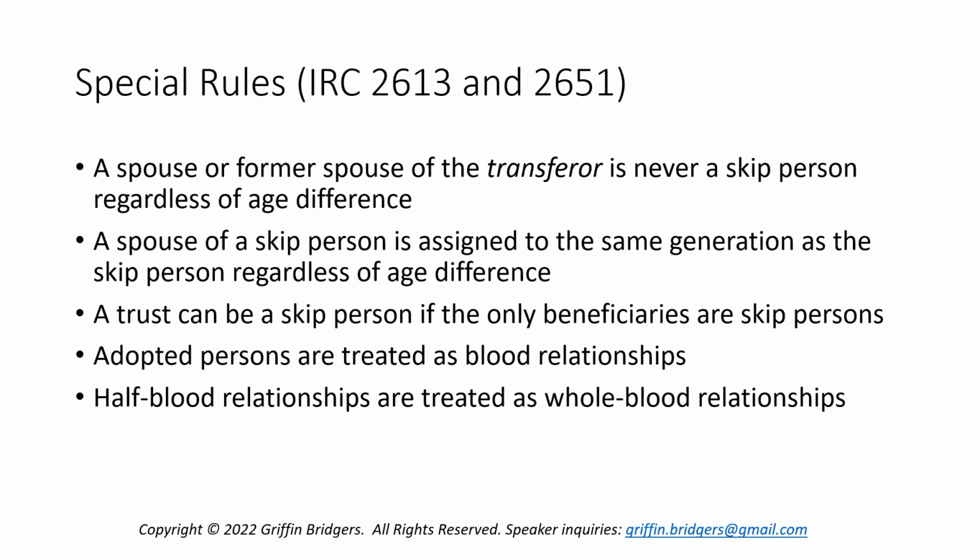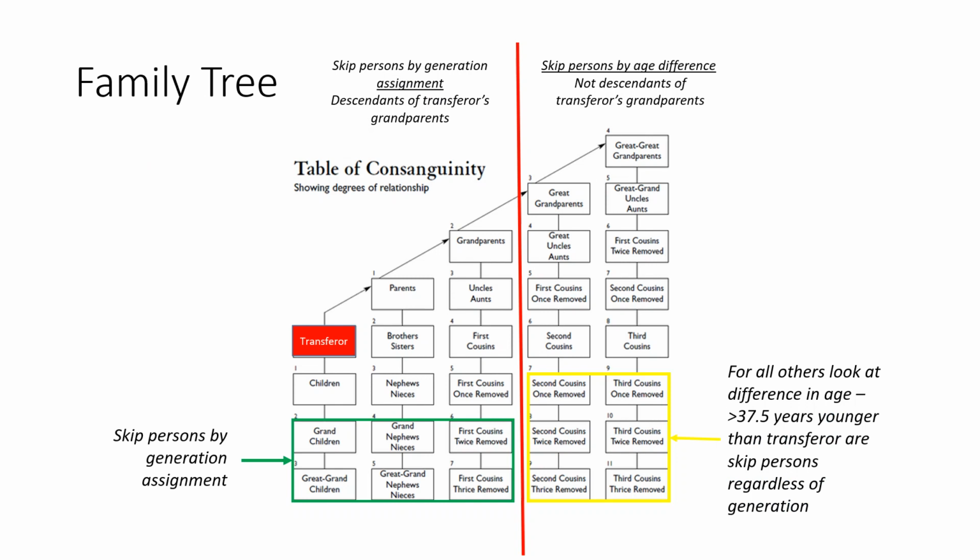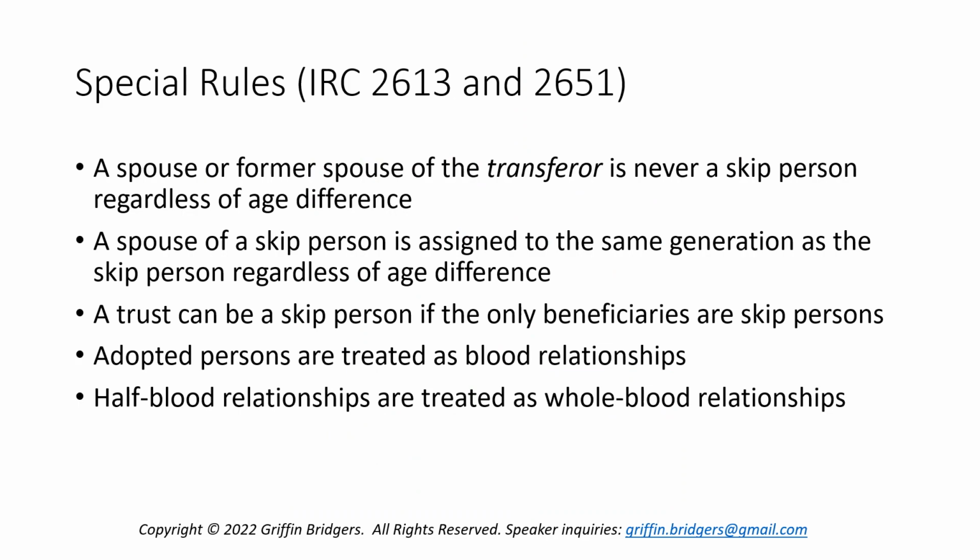However, getting beyond the transferor, if the spouse instead is married to a skip person and is the recipient of property, they're assigned to the same generation as the skip person, regardless of age difference, if we're dealing in the left side of this table of consanguinity over here. In all other cases, we deal with the age difference between the spouse of somebody and the transferor. I also want to highlight that a trust itself can be defined as a skip person if the only current and potential beneficiaries are skip persons.